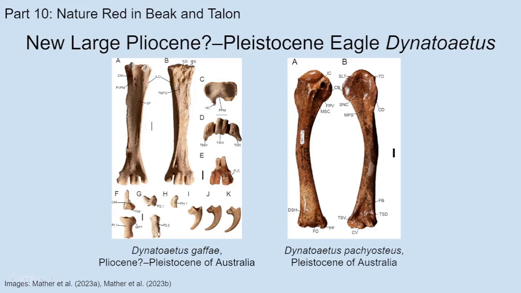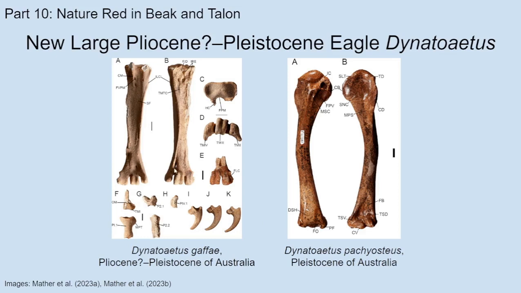But interestingly, they were not named in the same paper, but in two separate papers, but mostly from the same authors. The first one that was named is the one on the left here, Dinotaetus gaffei. This is not all there is of the fossils that we have, but I just use an example. These are bones from the foot of Dinotaetus gaffei.